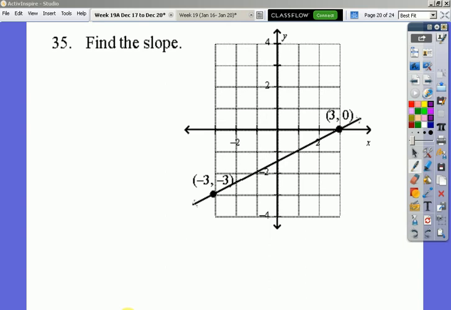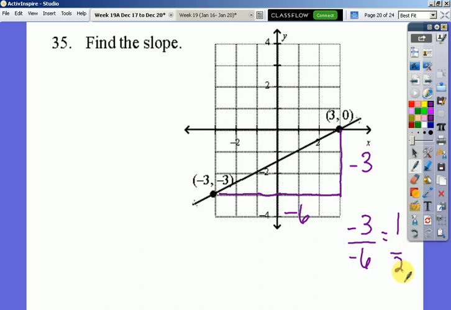Find the slope. What's the easiest way to find the slope? Go down. How many over? Yeah, you can just count down 3. So you have a couple options. If we start here, go down 3, it'd be negative 3. Then negative 1, 2, 3, 4, 5, 6. I'm going to the left, so is that negative or positive? Negative. So -3 over -6 is positive 1 over 2.